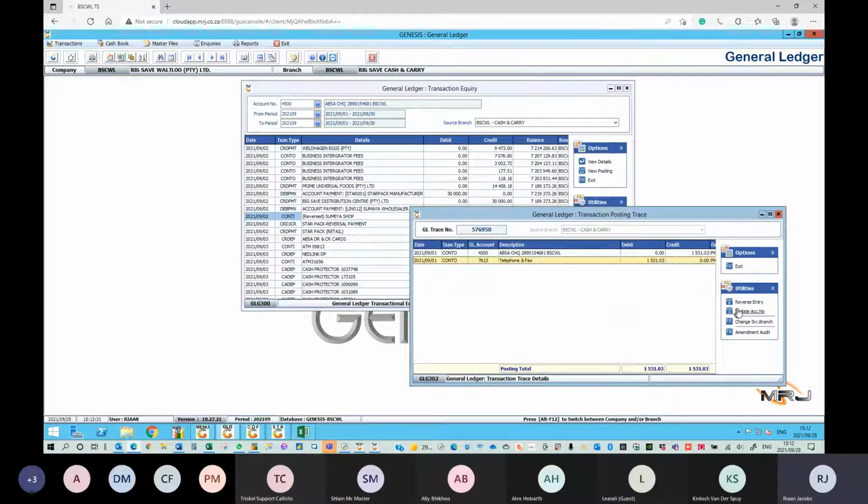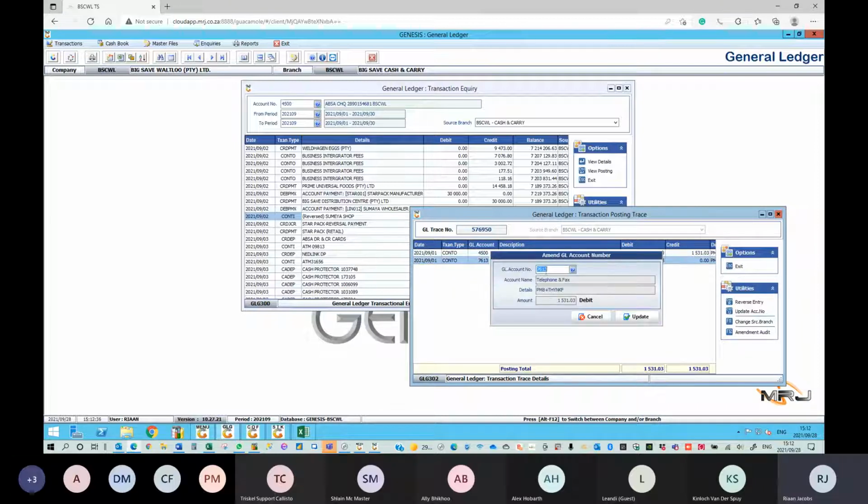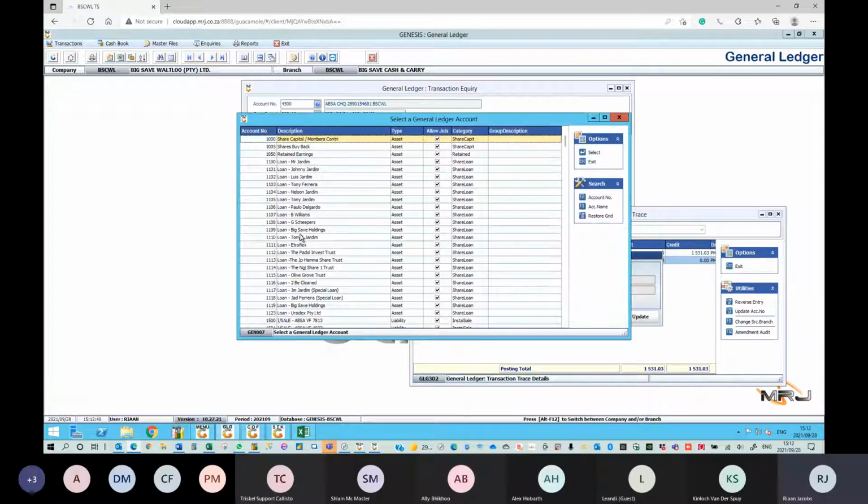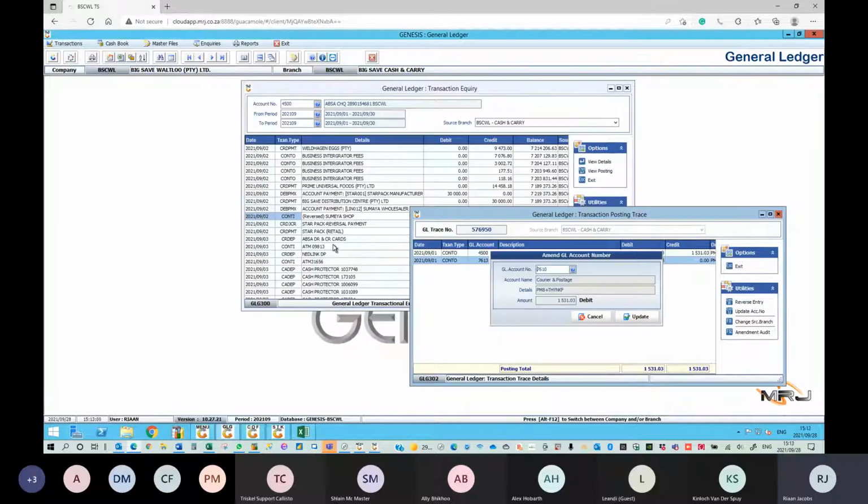Or the other one is what we stole from SAP, is that you can come in here, you can say update account, and it was telephone and fax, but now I want to change it to something else. I want to make it 76. That was telephone and fax. I want to make it something else. Whatever. Courier. And I can just hit enter.